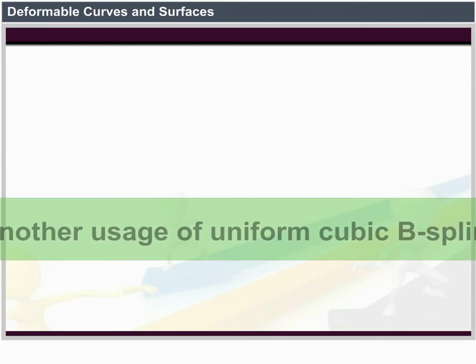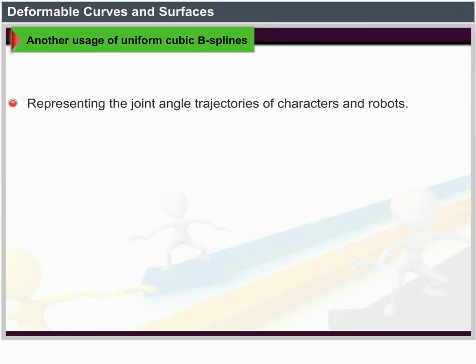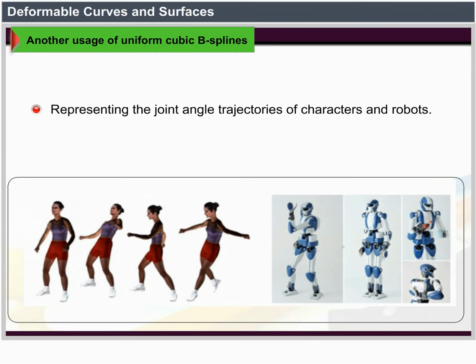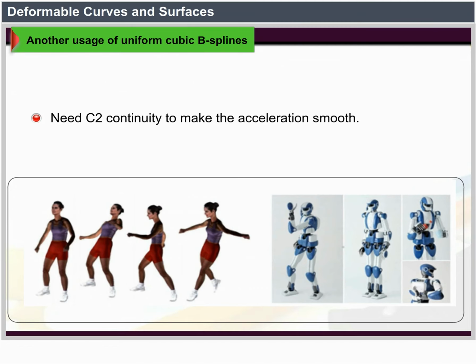Another usage of uniform cubic B-splines: representing the joint angle trajectories of characters and robots. Need more control points to represent a longer continuous movement. Need C2 continuity to make the acceleration smooth and not change the torques suddenly.